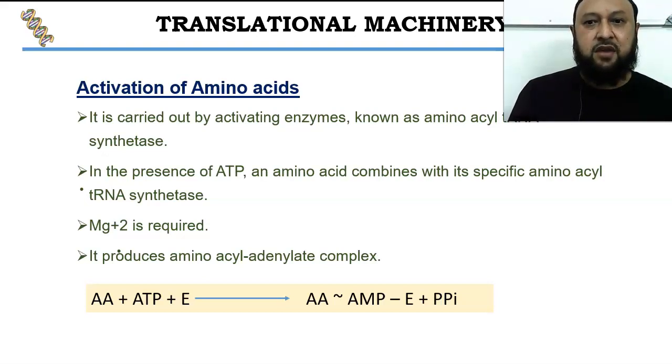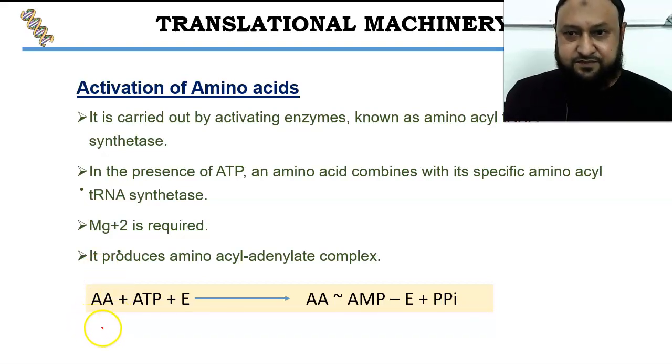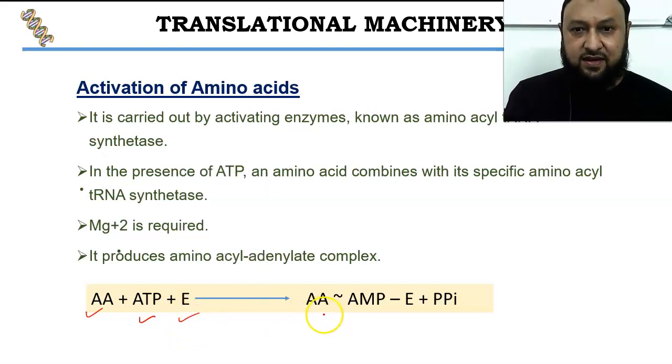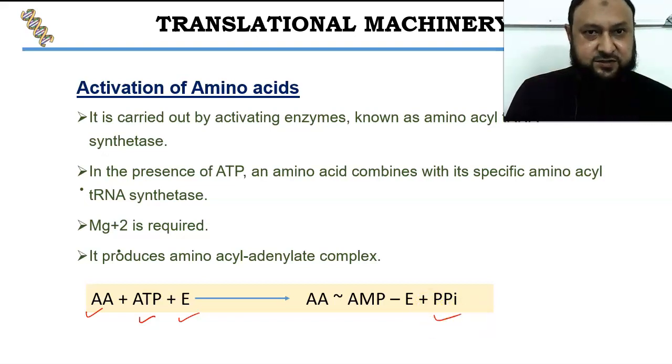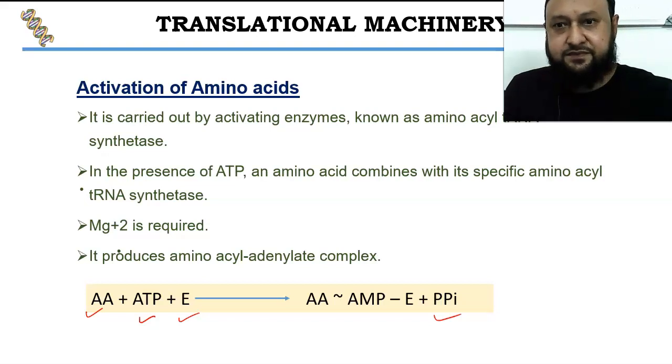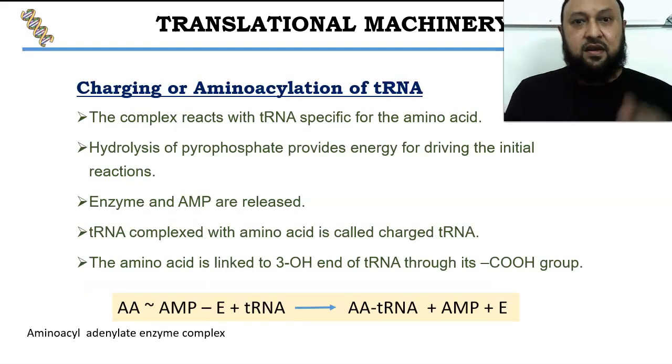Now, it produces the amino acyl adenylate complex. So this is the amino acid plus ATP plus amino acyl synthetase enzyme, and this is the amino acyl adenylate complex, and inorganic pyrophosphate is formed. This biochemical reaction takes place for activating the amino acid. So the enzyme is activated first.